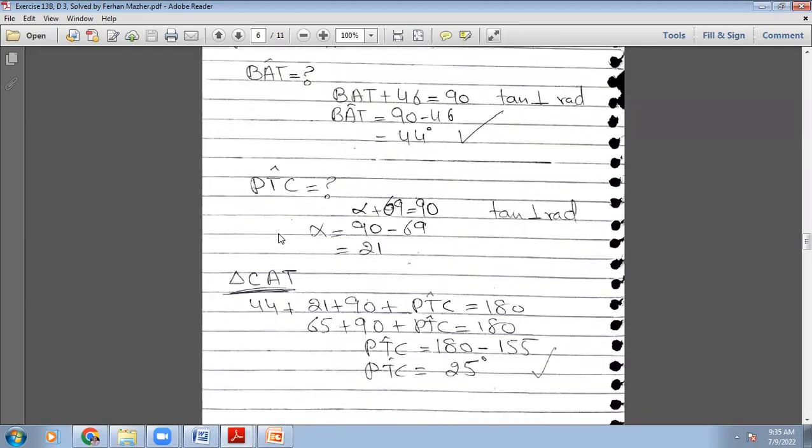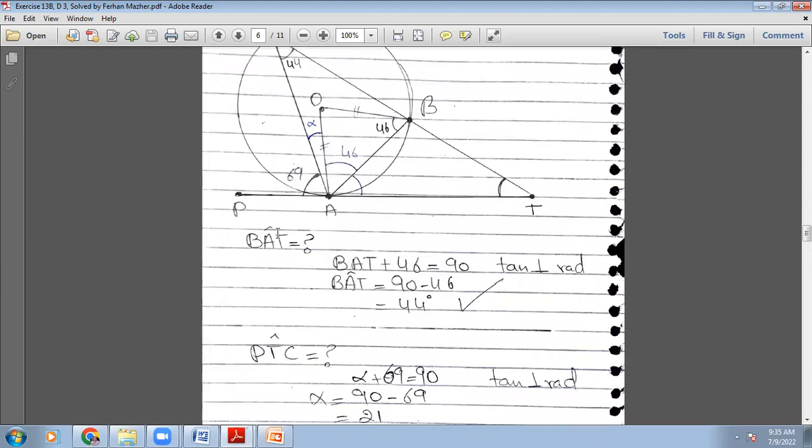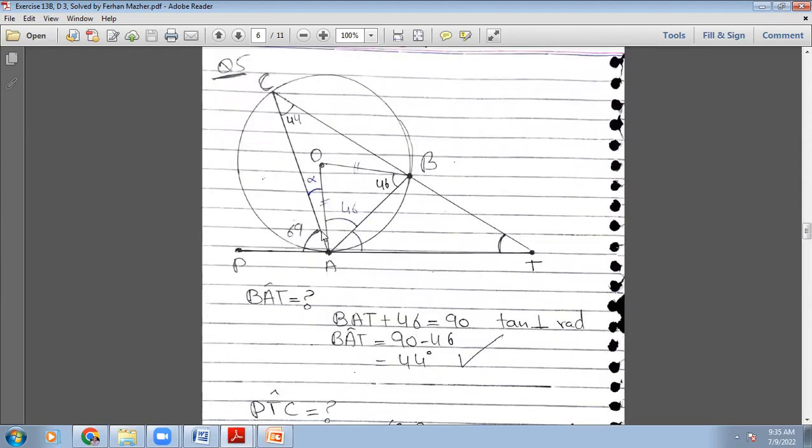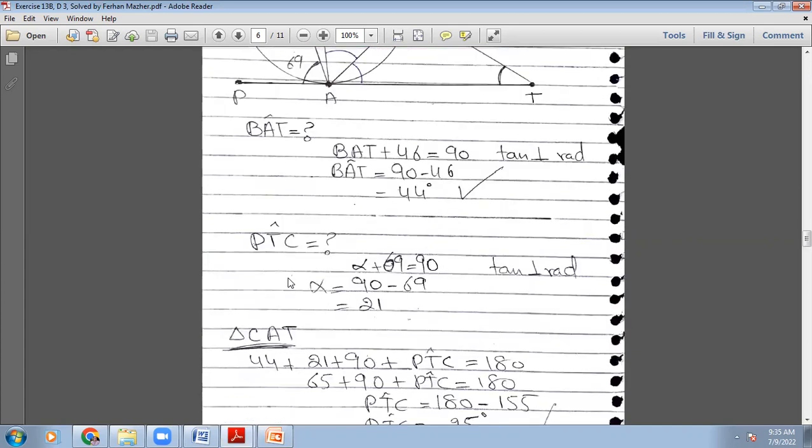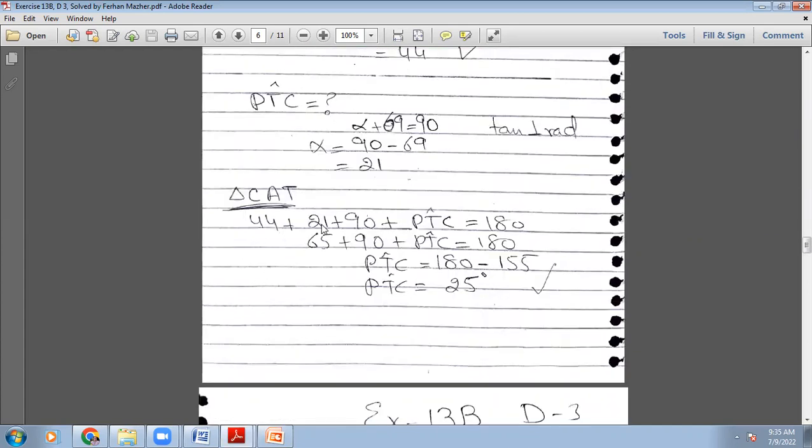The question is, now you know this whole angle, I know this is 44, this is 46, this is 21, this is 44, and I want to know this angle. So look at this CAT triangle. I know this whole angle, I know this angle, I can find this very easily. So 44 plus 21 plus 90 plus PTC is equal to 180.